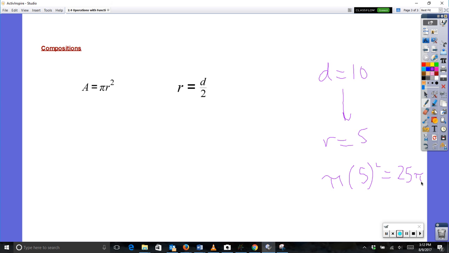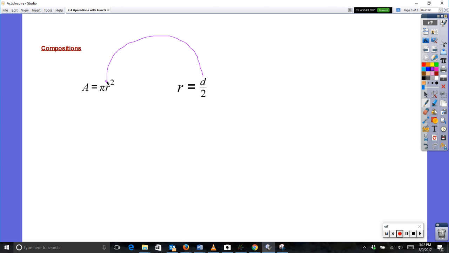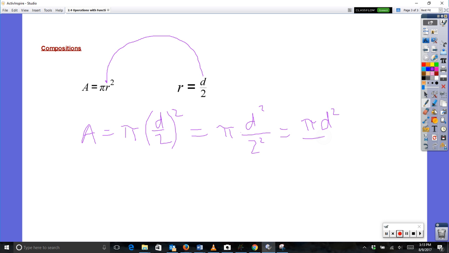What we can do though is we can actually generate a brand new formula, and it's the same idea. So if we know area is pi r squared and radius is diameter divided by 2, I can make a substitution. That's really all you're doing when you're finding a composite of two functions. So I have pi, I can replace the r with d over 2 squared. We can leave it like that, although we usually like to get rid of parentheses. So it'd be pi times d squared over 2 squared, which would be just pi times d squared over 4.